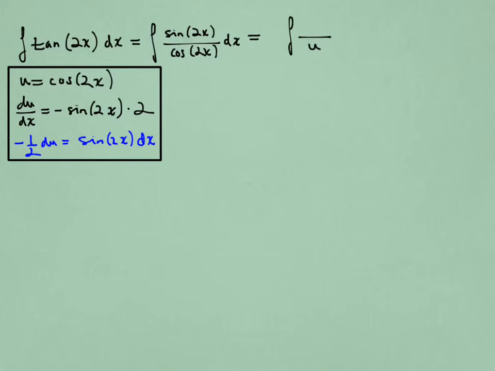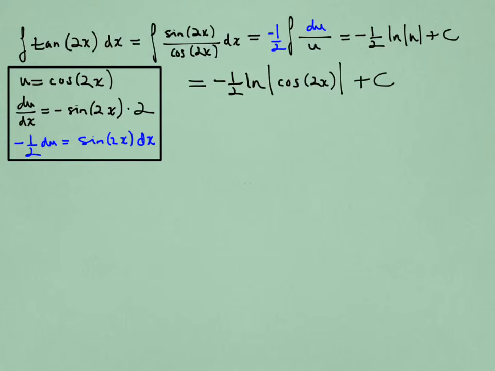Cosine's in the denominator, that was our u, so it'll be 1 over u. And then the sine of 2x dx comes at the cost of minus 1/2 du. So I'm going to put the minus 1/2 outside, and there we have another natural log antiderivative. So minus 1/2 of the natural log of u, and then you can put the cosine back in for u. That's a perfectly suitable answer.